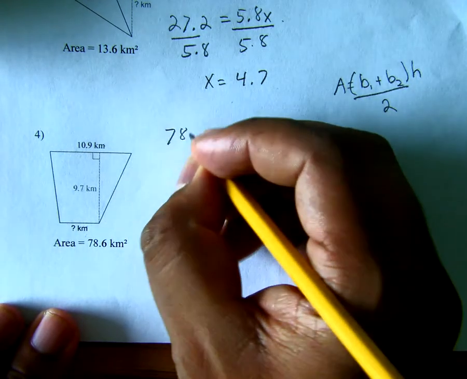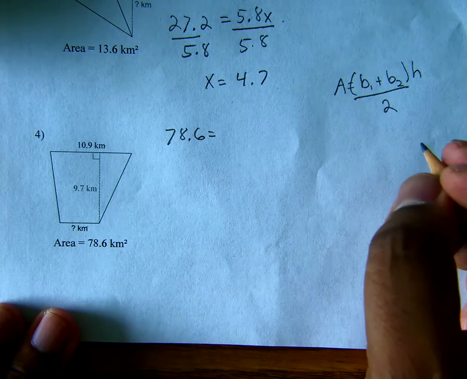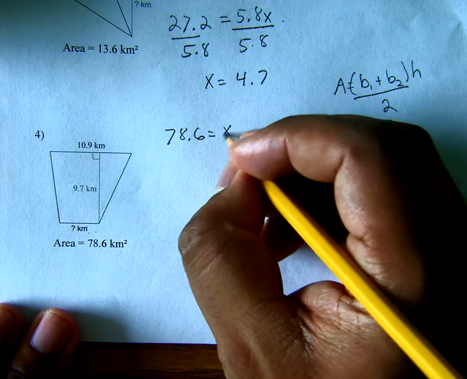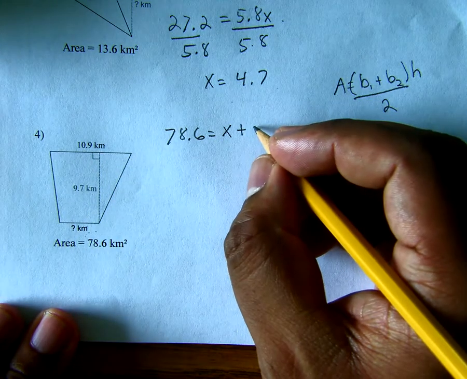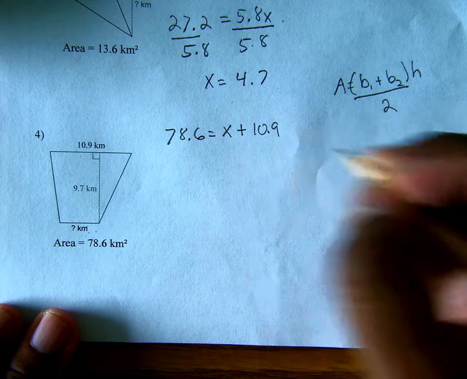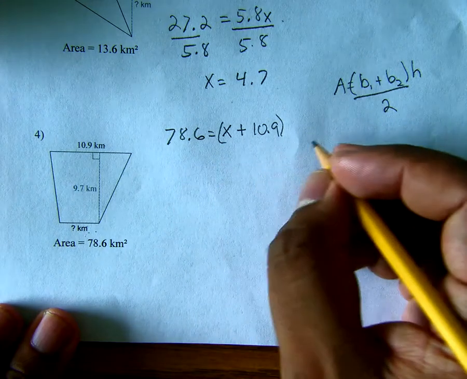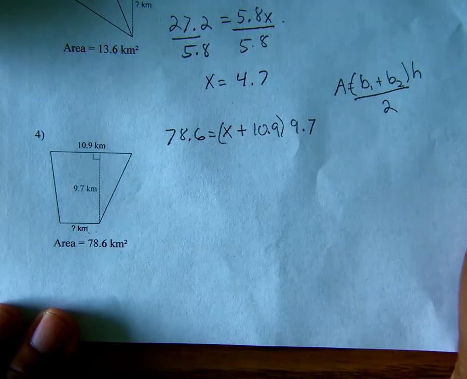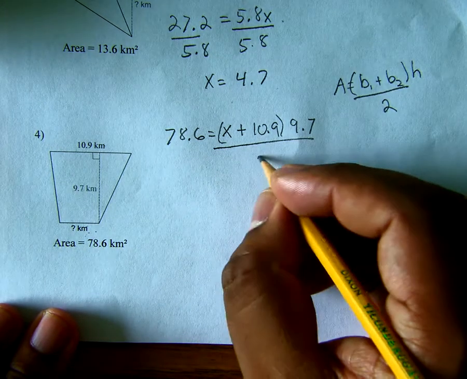You got 78.6 is equal to, let's just call this base 1. So since this is base 1, I'm going to put my x here, plus 10.9. And that's multiplied times my height, which is 9.7. And divided by 2.